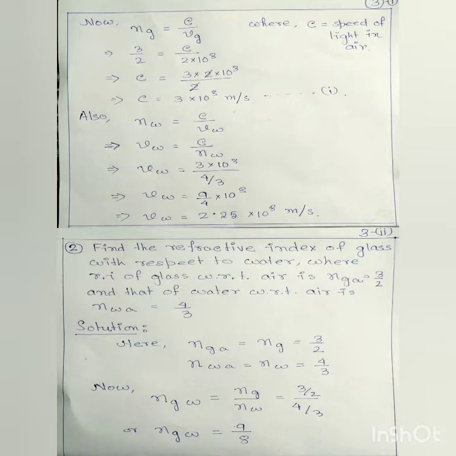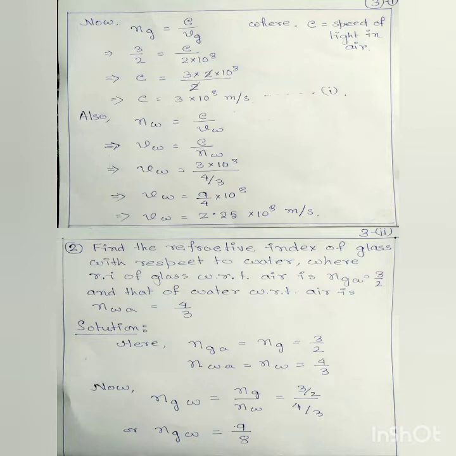Now refractive index of water with respect to air is C by VW. So VW is equals to C by refractive index of water. Now here you substitute the value of C, that is 3 into 10 to the power 8 meter per second, and refractive index of water with respect to air, that is 4 by 3. Just substitute the values and VW you will get 9 by 4 into 10 to the power 8, that is 2.25 into 10 to the power 8 meter per second.